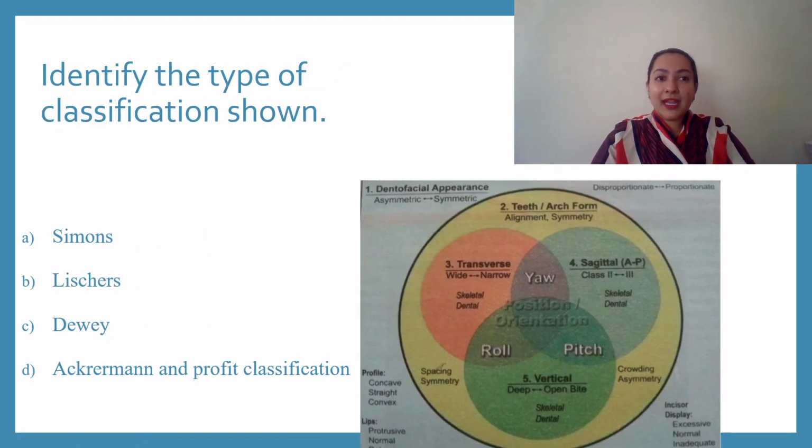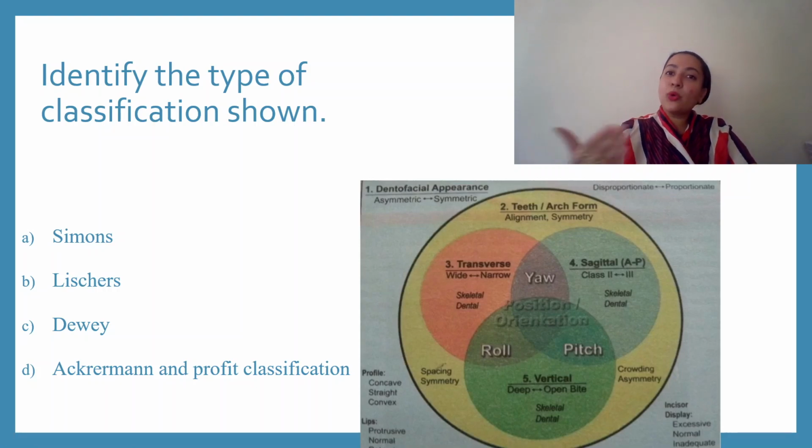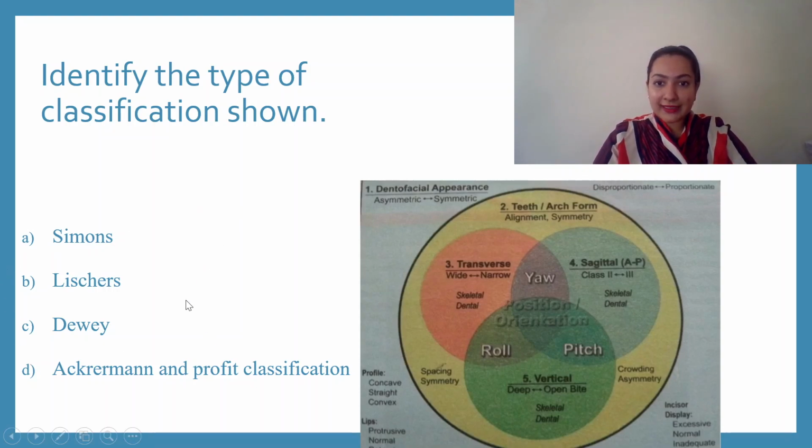Next question. Identify the type of classification shown. Classification of malocclusion is one topic which you all must be very thorough with, okay? Because it is often asked in your BDS exams. It is confusing at times, but you all must be thorough with it. Simon's classification? No. Lischer's, Dewey's? No. These were two modifications of Angle's. Okay? Angle classification was given by Angle, and then there were many modifications which came to it. So your B and C are modifications of Angle's.